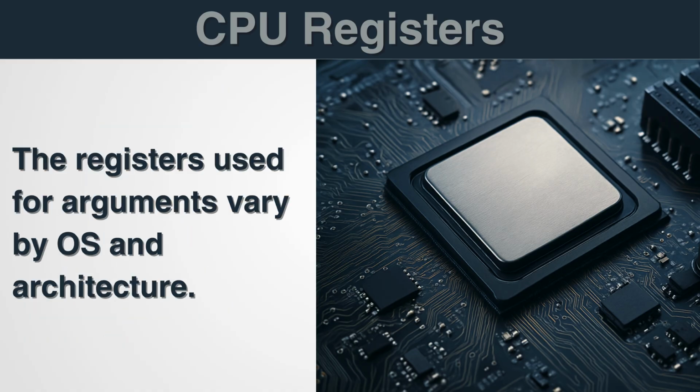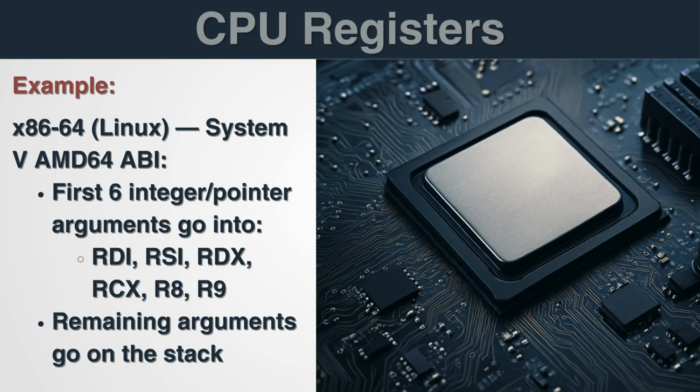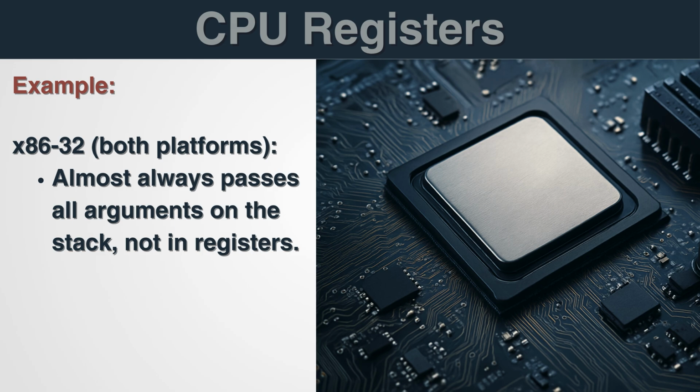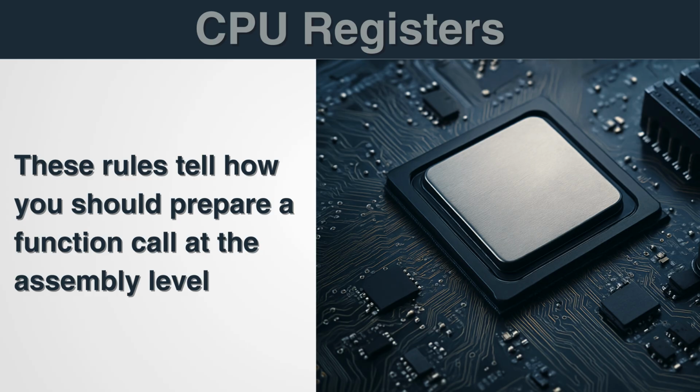And the registers used for arguments do vary by OS, operating system, and architecture. It can be helpful to understand things like these different ways that the x86-64 Linux, System V AMD64 ABI work versus the x86-64 Windows, like Microsoft x64 calling conventions, and the x86-32 on both platforms that almost always passes all arguments on the stack, not in registers. It can be helpful to understand these if you go into this area of cybersecurity, because these rules tell you how you should prepare a function call at the assembly level.